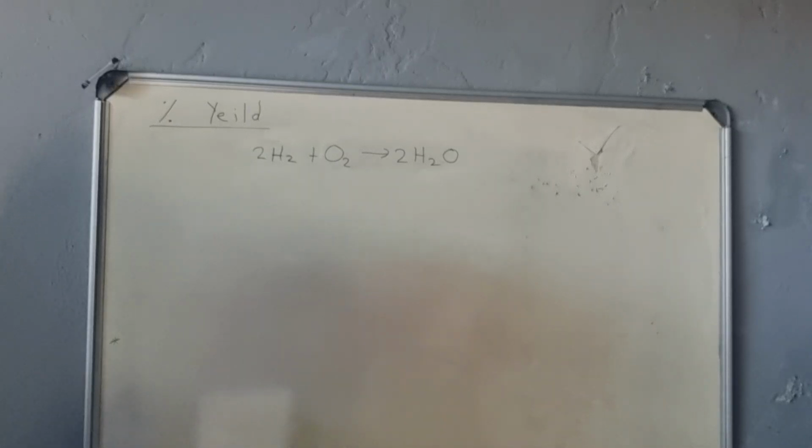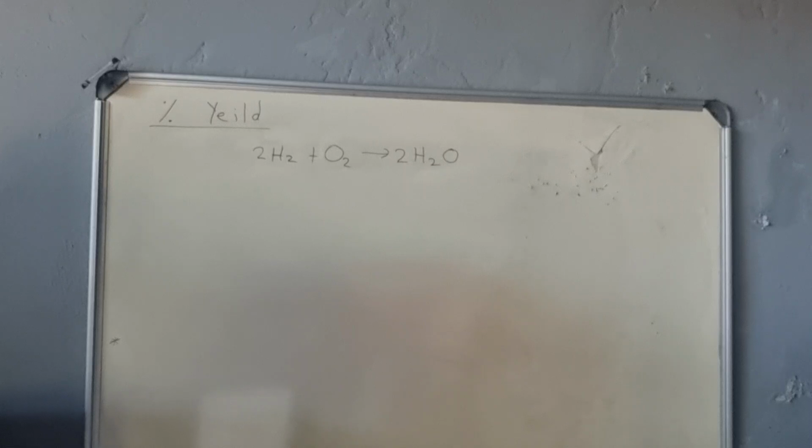Today we're doing percentage yield from the Platinum textbook, page 173. The worked example says: calculate the percentage yield of steam obtained if 136 grams of steam is produced from 20 grams hydrogen gas and an excess of oxygen gas. Notice in this example, they're telling us which one is in excess.